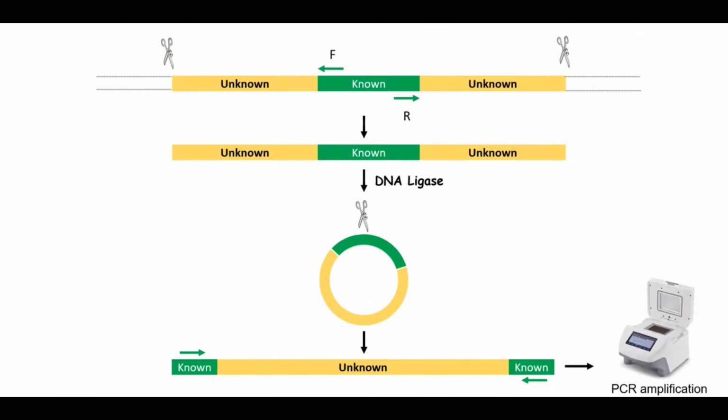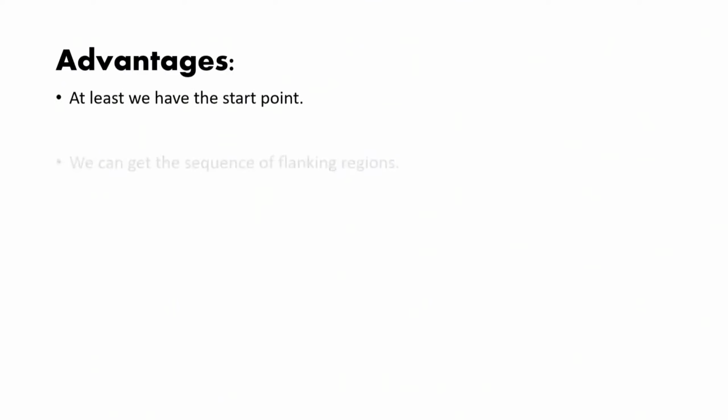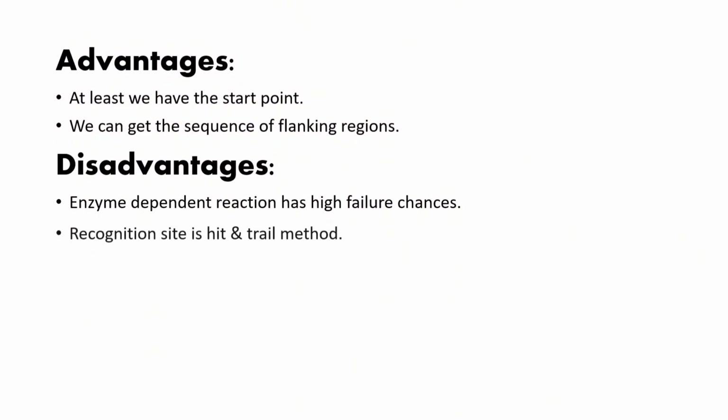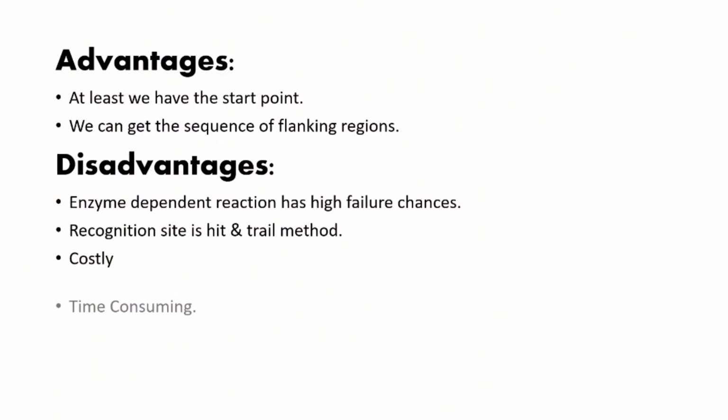Now the advantages are, at least we have the start point. We can get the sequence of flanking regions. And the disadvantages are as follows. Enzyme-dependent reaction has high failure chances. Recognition site is a hit and trial method, costly and time consuming.